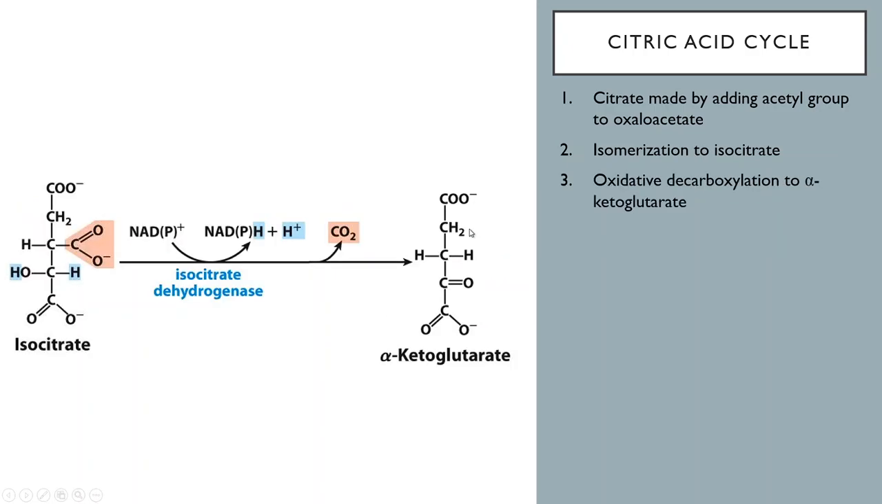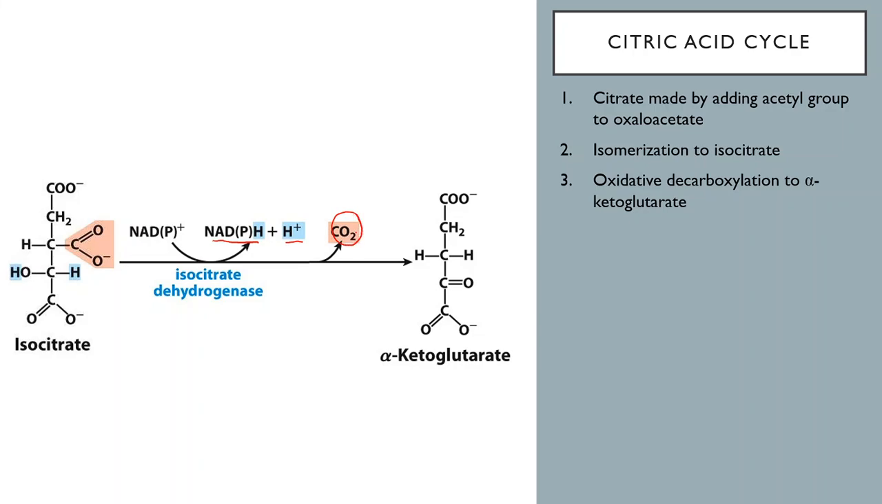But that sets up the next reaction, which is carried out by an enzyme called isocitrate dehydrogenase. Isocitrate dehydrogenase removes 2 hydrogens and transfers one to a molecule of either NAD plus or NADP plus, and then the other one is removed just as a proton, and then this carboxyl group is removed as a molecule of CO2.